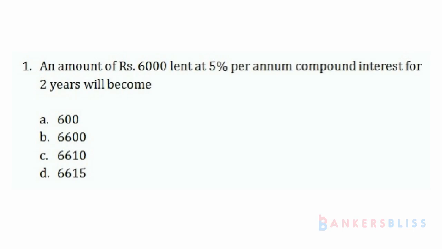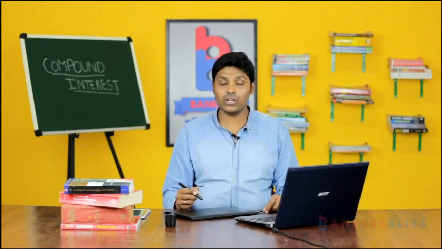What does problem number 1 say? See here. An amount of rupees 6,000 lent at 5% per annum compound interest for 2 years will become. So after 2 years, what is the total amount you are going to get if you deposit rupees 6,000 under 5% rate of interest under the concept of compound interest? Directly I solve this problem conceptually. I won't prefer the traditional method. Already I have shown you how much time you are going to take if you use the traditional method. So directly I am going to use the concept method.